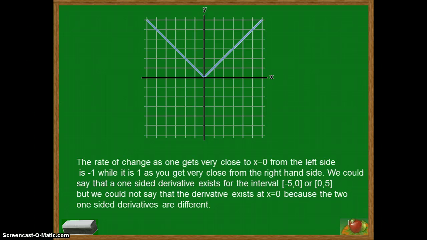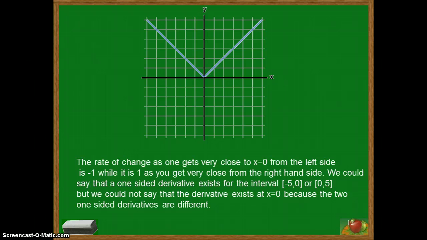We could say that a one-sided derivative would exist for any interval that I choose, in this case negative 5 to 0, because that would be, as I come in from the left to 0, or 0 to 5, as I come into 0 from the right. I'm sorry, I had that mixed up. From 0 to 5 would be the right-hand derivative, and from negative 5 to 0 would be the left-hand derivative. We could say the derivative does not exist at x equals 0 because the two one-sided derivatives are different.